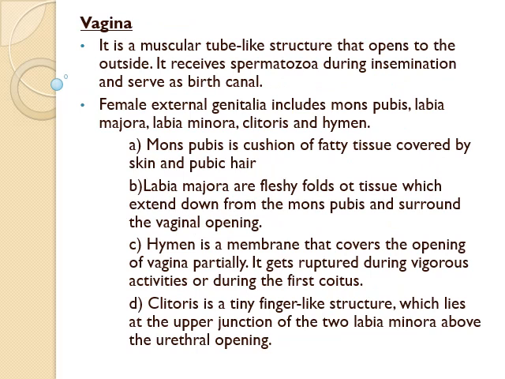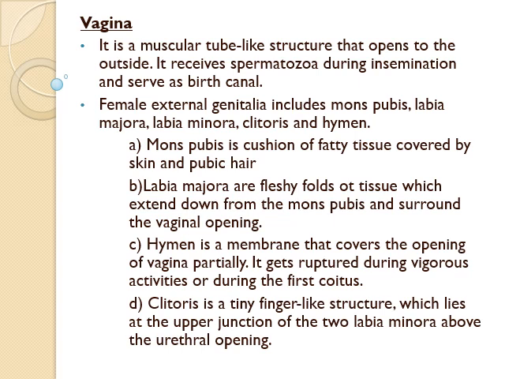Let's see the vagina. It is a muscular tube that opens to the outside of the female body. It has two functions. One is that it receives sperms during insemination and the other is that it acts as a birth canal. Next is the external genitalia. It consists of mons pubis, labia majora, labia minora, clitoris and hymen.